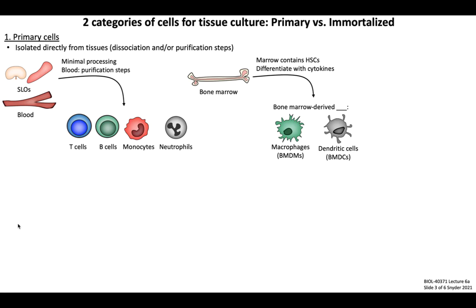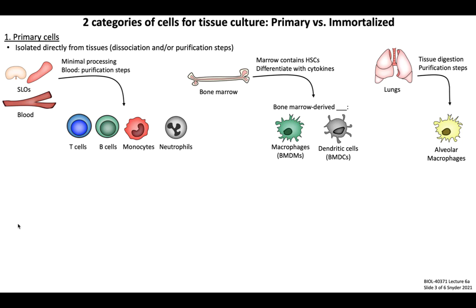One really common protocol used by innate immunologists is to differentiate APC subsets such as macrophages and dendritic cells, which are referred to as bone marrow-derived macrophages, or BMDMs, or bone marrow-derived dendritic cells, or BMDCs. These cells aren't isolated in their mature form directly from the tissue itself, but since they are differentiated from primary stem cells, they are still considered primary cells.